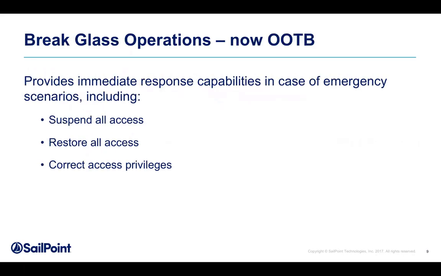And we spoke briefly about this, but the break glass operations are key. Making these out-of-the-box capability sets, we've used all of our information from our deployments, both through our partner community and our own services, to try to normalize this in a fashion that meets the 99% requirement of most of our customers who have this. Suspending all access, restoring all access, and correcting access privileges. Those are things that are very commonly requested inside a break glass operation situation.